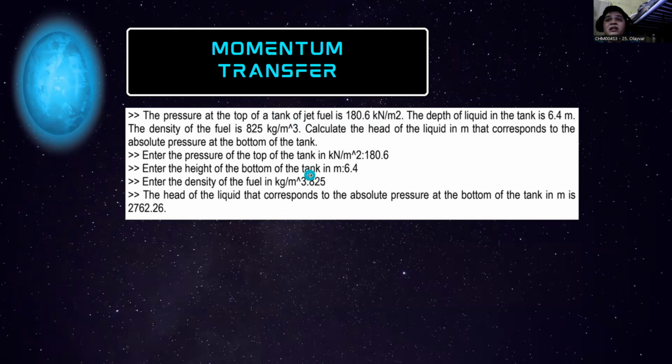And this is the necessary data that we need, which is the pressure at the top of the tank, which is 180.6 kilonewtons per meter squared, and the height of the bottom tank, which is 6.4 meters, and the density of the fuel, which is 825 kilogram per cubic meter. And after that, we will get the head of the liquid that corresponds to the absolute pressure at the bottom of the tank, which is 2,762.26 meters.